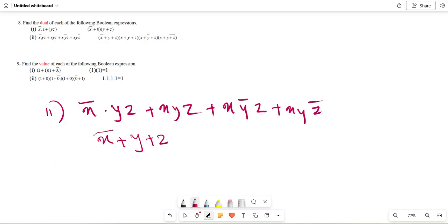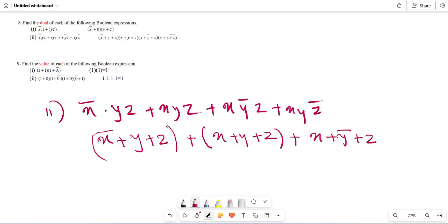Okay, you can put it that way, and plus here, here also x plus y plus z, plus here x plus y bar plus z, plus here x plus y plus z bar. And after that you can change this plus to dot.